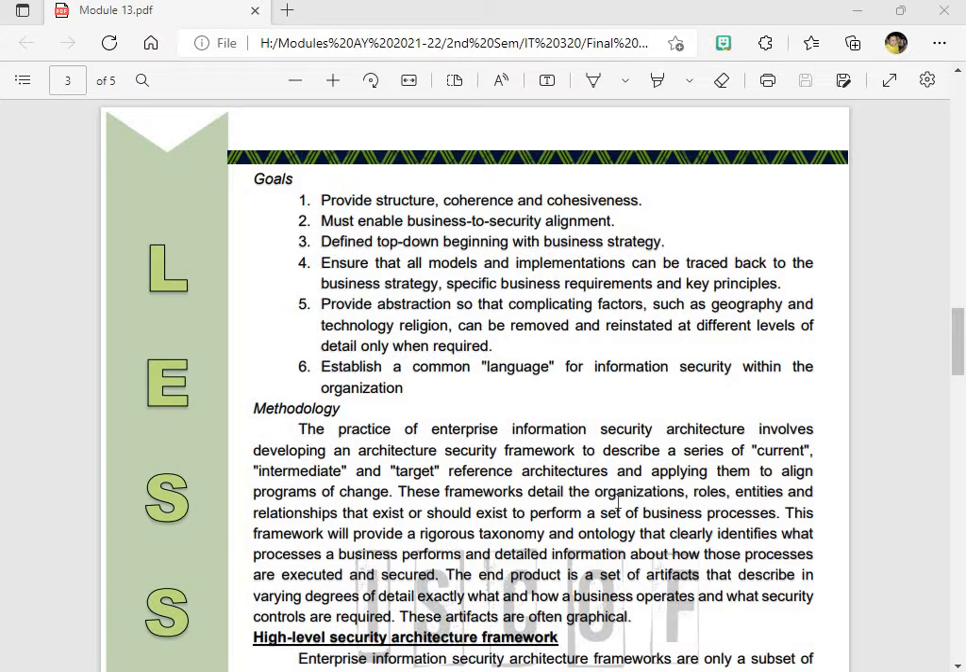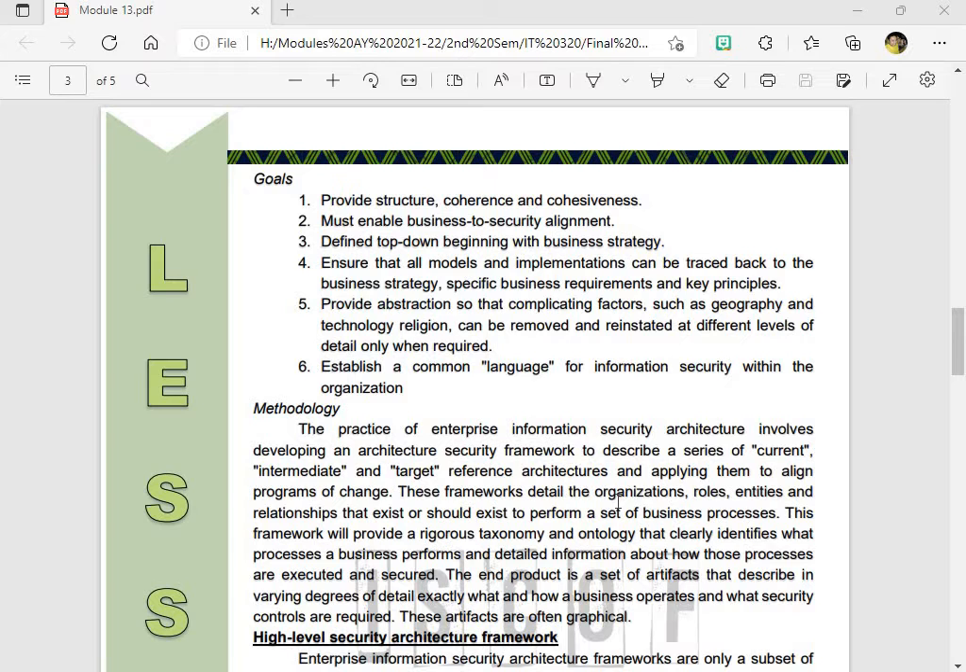So the third one is define top-down beginning with the business strategies. For top-down naman, guys, it goes on with the management, no? Wherein it's top to bottom. Wherein top-down is the most designated alignment for management purposes.